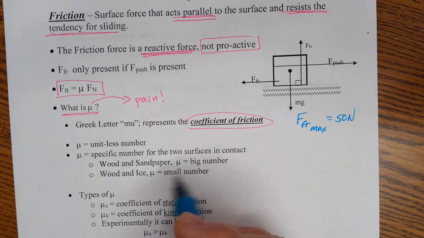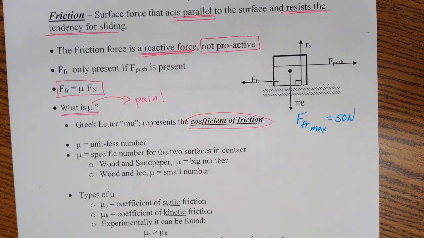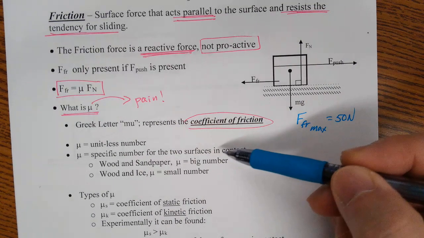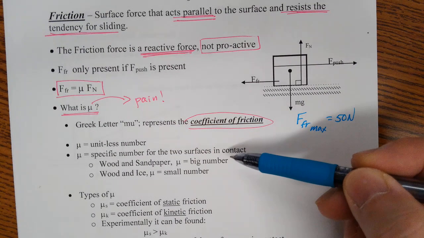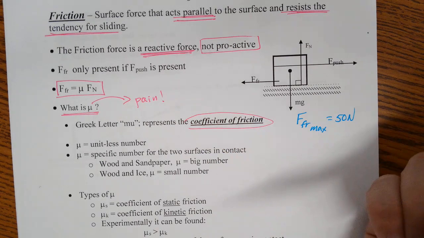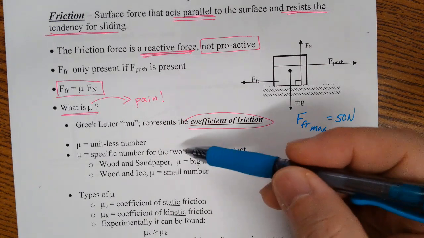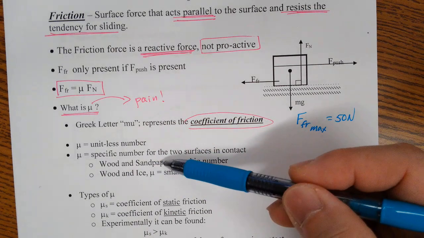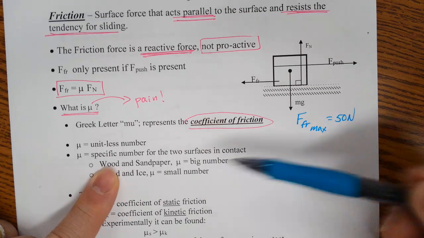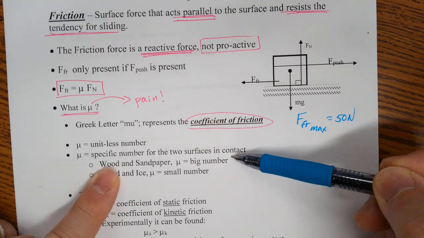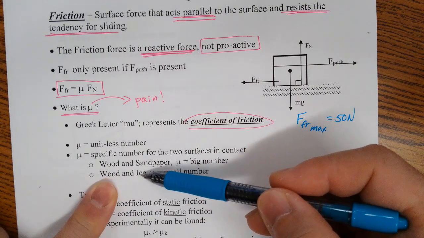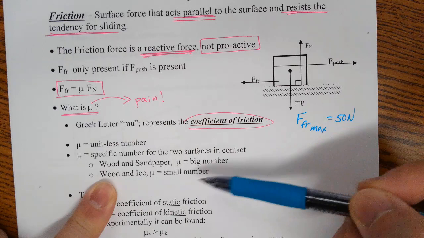So because of the imperfections on the surface, right? For example, like vulcanized rubber on a concrete surface, it would have a very high mu because they're both pretty rough. Wood and sandpaper, very rough, high mu. Okay. Wood and ice, very smooth, so small mu.